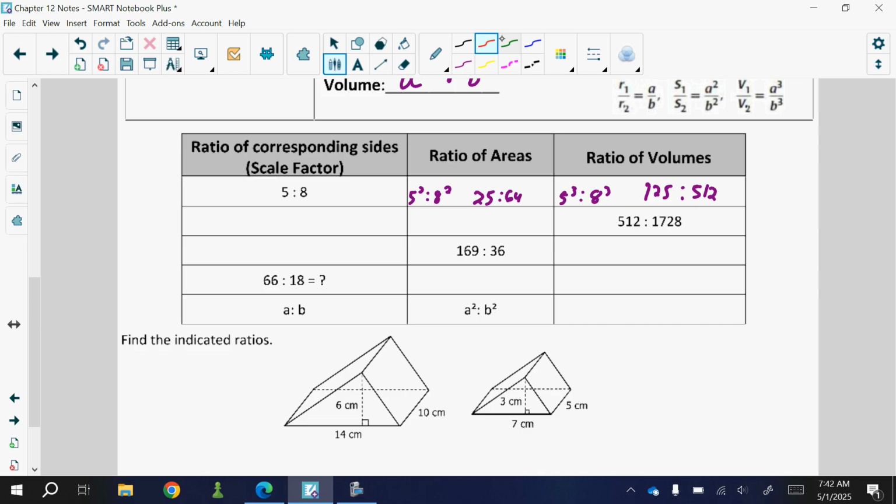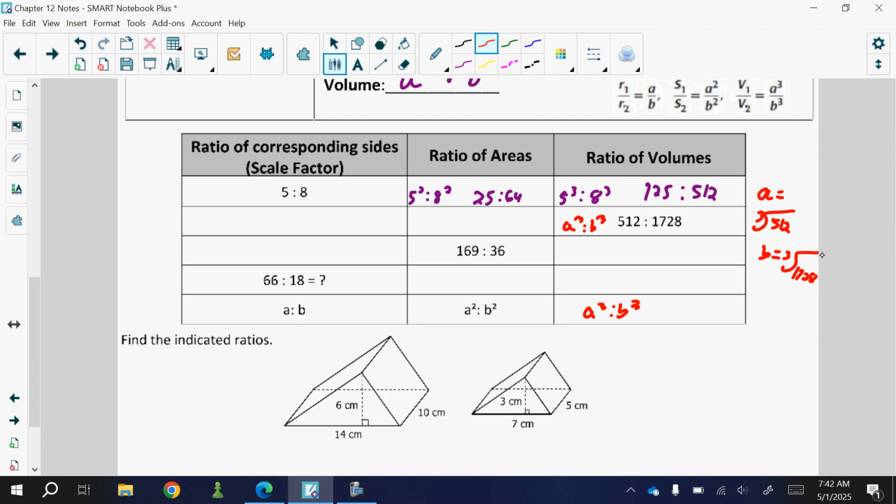The next one I want to do is the immediate next row. So again, this is A cubed to B cubed, which is also this part right here. We've already set it above. So that means in order to get A and B, A is the cube root of 512, and B is the cube root of 1728.